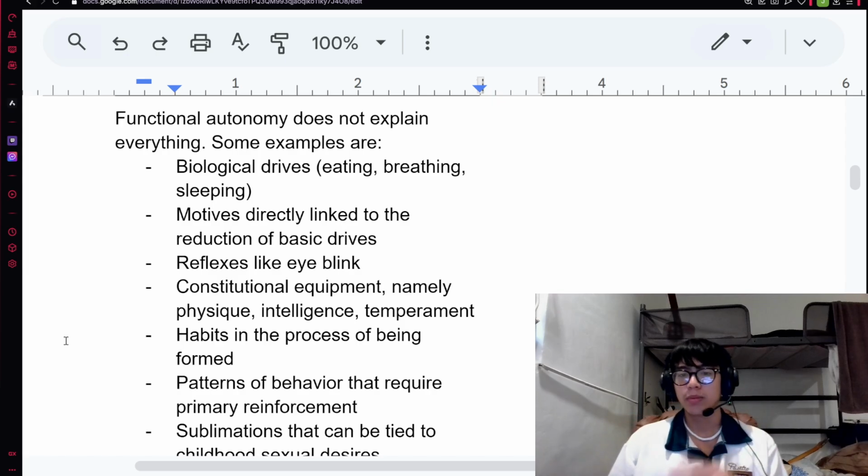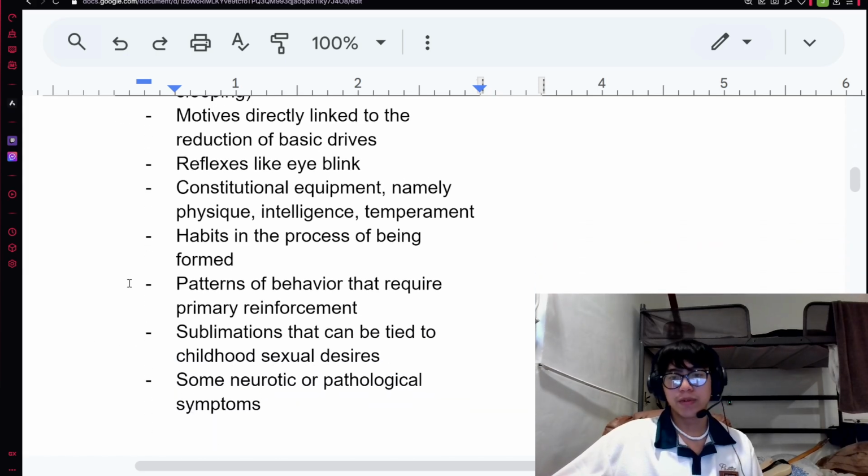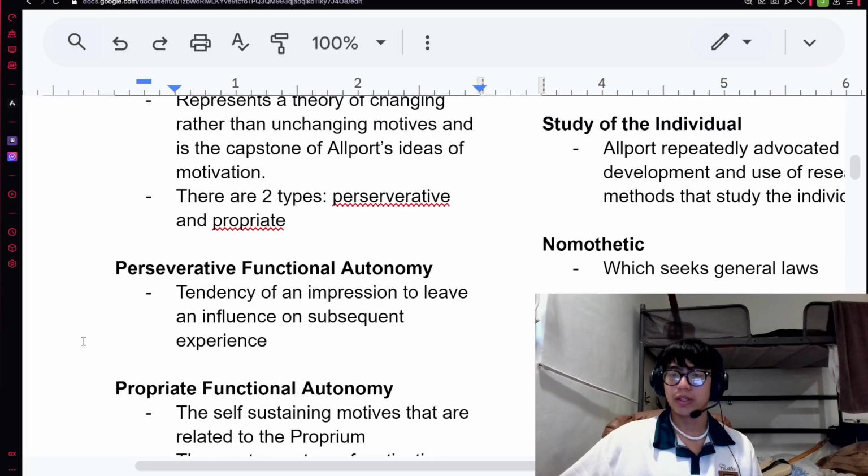So functional autonomy, as we mentioned earlier, with the example of the money person, that became a habit, right? To save money. Even though he's rich, he can still save money. He still wants to save money. Now that is appropriate functional autonomy, but if it was still in the process of being made, then it's not yet. So it's basically it. Then the patterns of behavior that require primary reinforcement. So yeah, sublimations that can be tied to childhood sexual desires, and some neurotic or pathological symptoms.